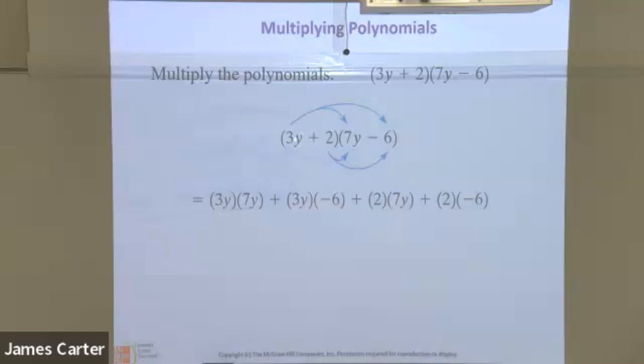We're gonna multiply 3y times 7y. We're gonna multiply 3y times negative 6. We're gonna multiply 2 times 7y. We're gonna multiply 2 times negative 6. And here's where they actually do it and then combine like terms. We can combine this 18y and this 14y, so the thing simplifies to that for the final answer.